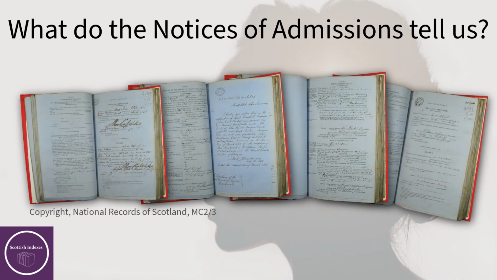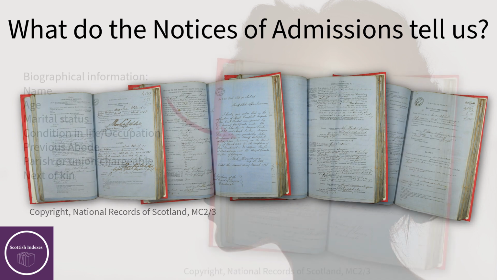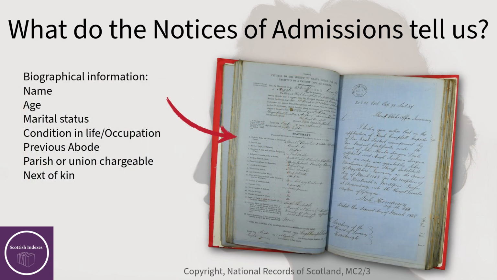We see pages of information about Jean. There are usually at least 4 pages for each patient. In some cases, there's additional information, such as a letter about them being added to the poor roll. Let's focus on the standard form, though. We see biographical information, the person's name, their occupation, their address, the parish or union to which they're chargeable, and also details about their next of kin.